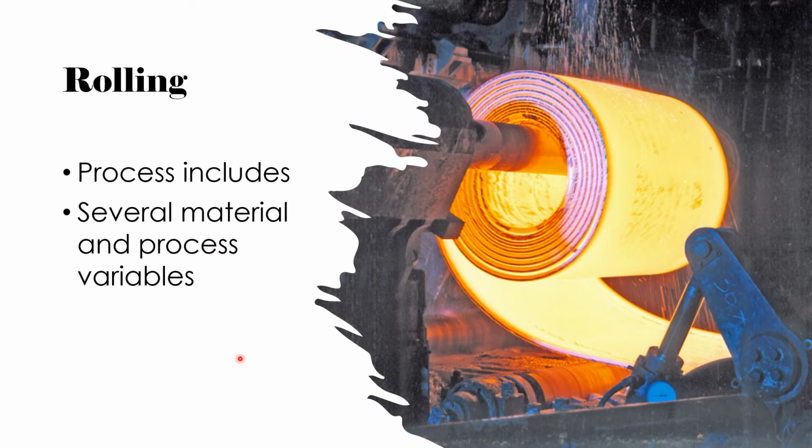Rolling process. This process includes several material and process variables, your equations. You have 56 of them for this, in Manufacturing Technology and Processes 1. So pay attention to all these variables, and that's very important for rolling.